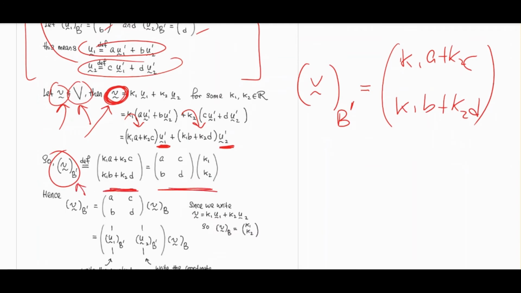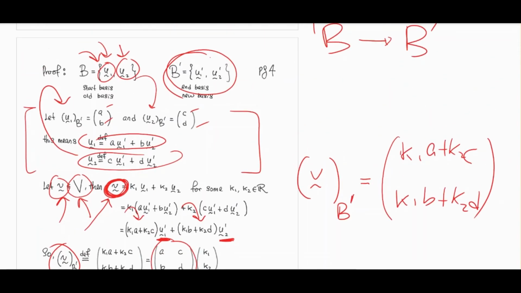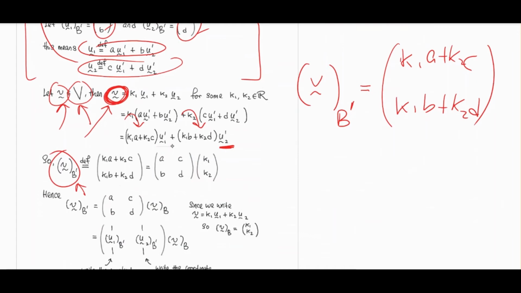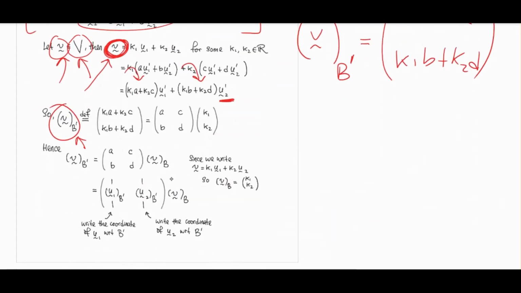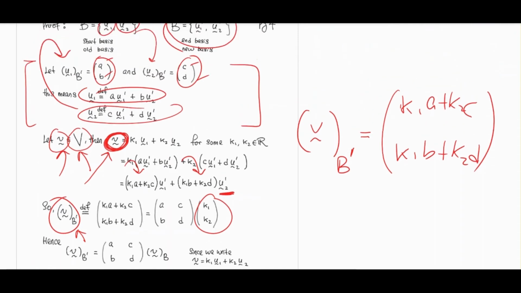And this is actually the product of these two matrices. And what is this? This is the coordinates of u1 relative to B prime. This is the coordinates of u2 relative to B prime. So as you can see, the way we write this, k1, k2. What is k1, k2, by the way? k1, k2 are the coordinates of v relative to basis B.